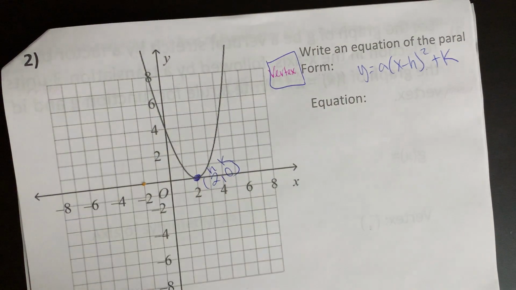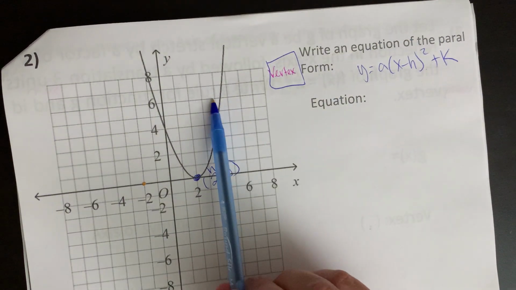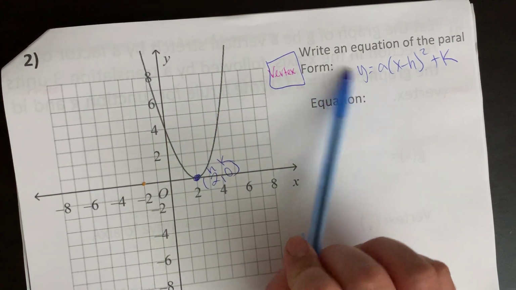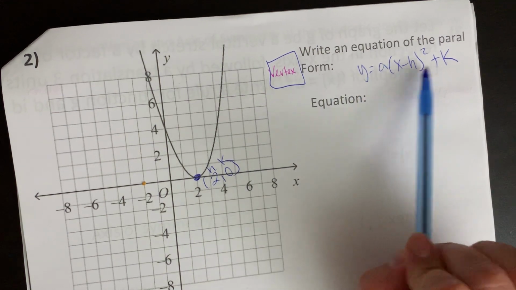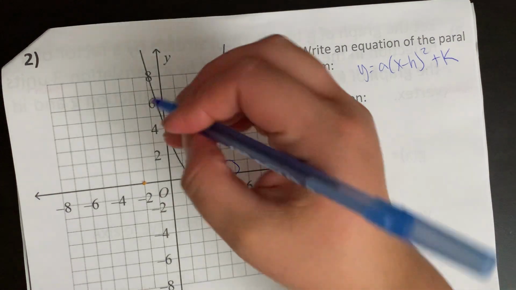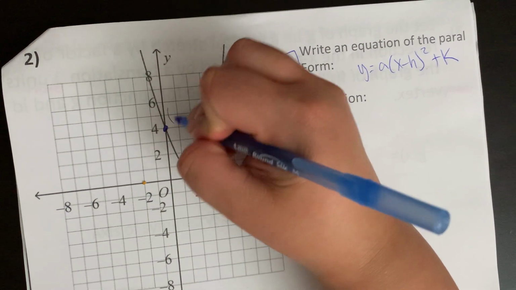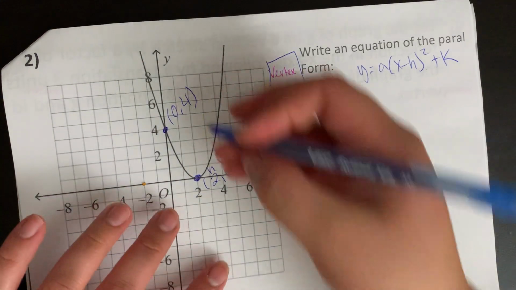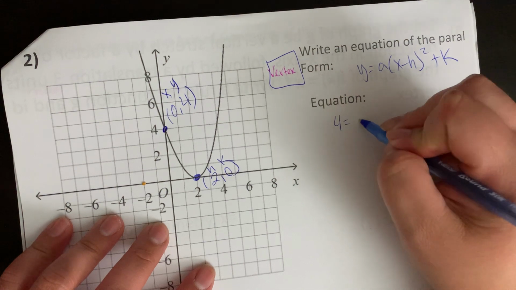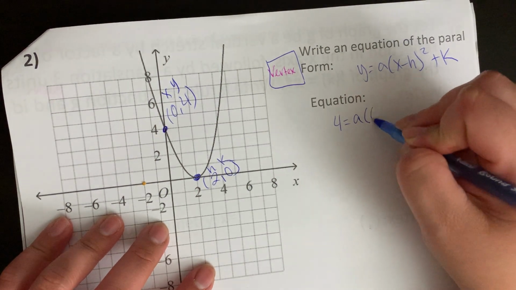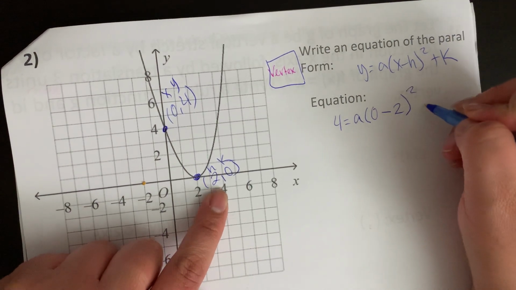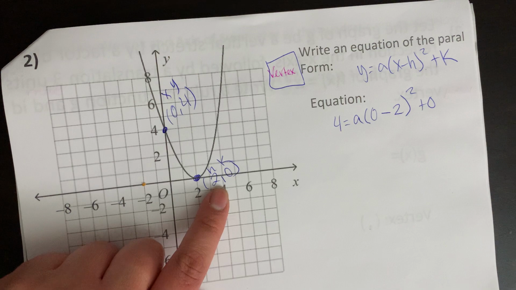So that's h, k. Now, I don't know how wide apart this is, right? So my a. In order to find that, I have my h, I have my k, I need my x and my y. So I need to choose another point. It doesn't matter what point. So I'm going to choose this y-intercept because it's a nice, pretty point. So this is going to be my x and my y and plug it in. So y is 4 equals a, my x is 0 minus my h, which is 2, squared, and then my k, which is just +0.